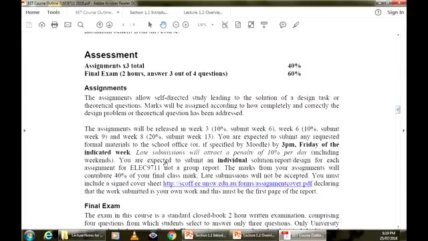So these 3 assignments that are mentioned here with their submission dates will comprise 40 marks as part of your continuing assessment. All right, and the remaining 60 marks are allocated to the final exam. Okay, so that's how you will be assessed.